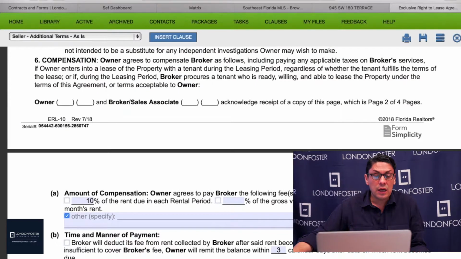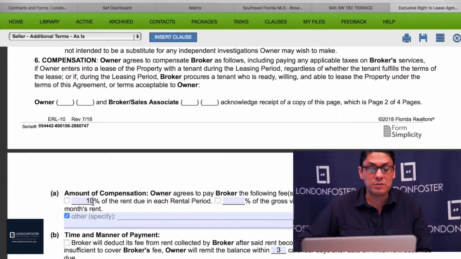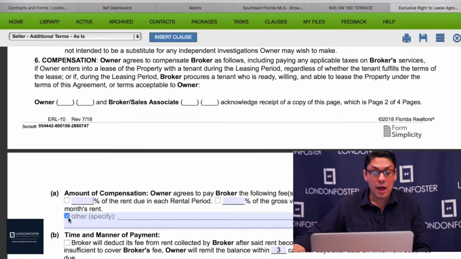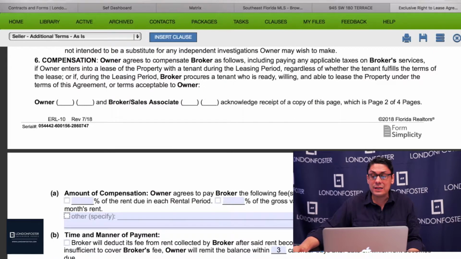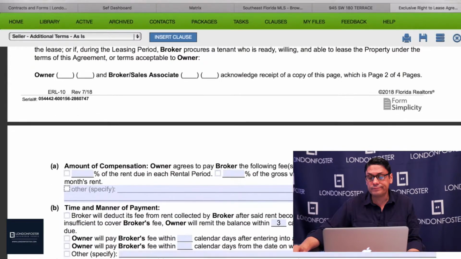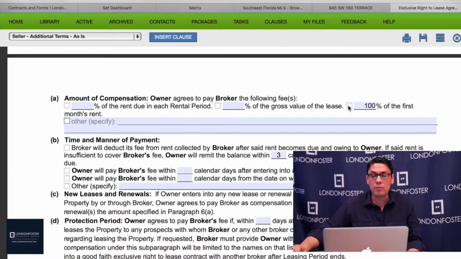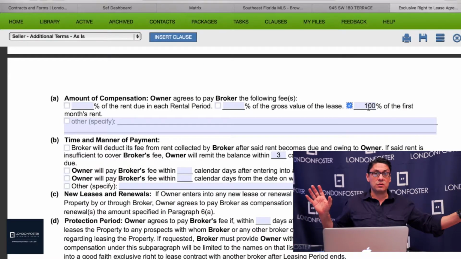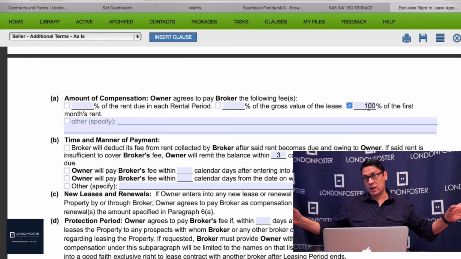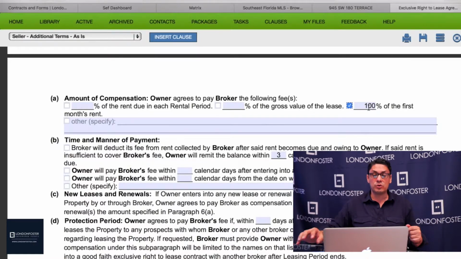Compensation. Here we talk about how we're going to be paid by the owner. And basically there are 4 options. The most common one is this one right here, which is to get paid 100% of the first month's rent, which is what was being held in escrow, and then that gets divided by the listing agent, be it yourself, and the renter's agent 50-50. This is the most common one.